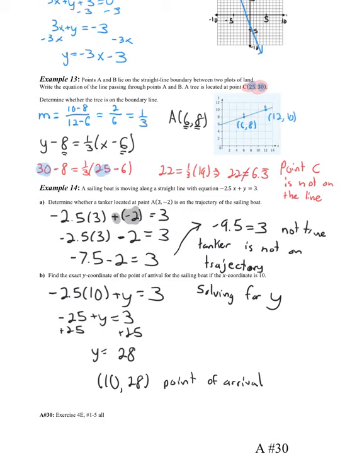All right, so you get negative 2.5 times 10, you should get negative 25 plus y equals 3. Add 25 to both sides. I ended up with y equals 28. So that's our point of arrival then, would just be 10 comma 28, since that's where they said the x value is 10 at the point of arrival. So that would be it.